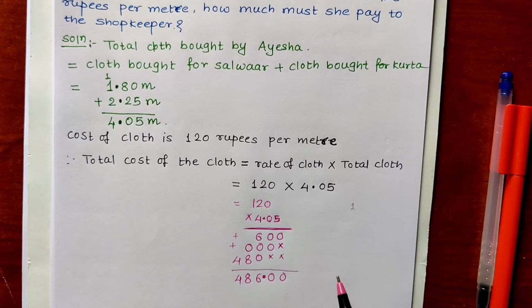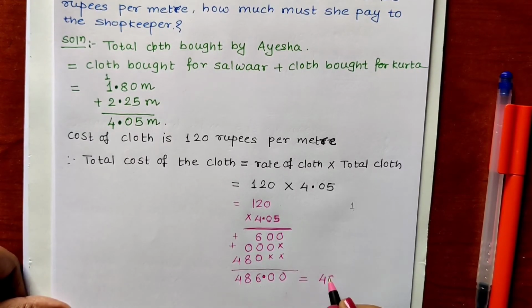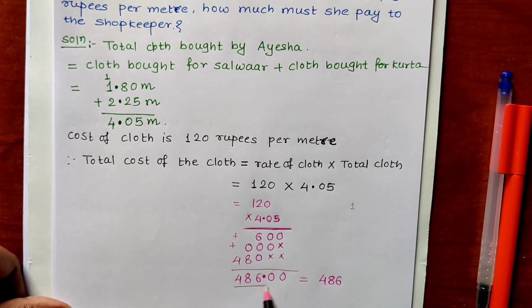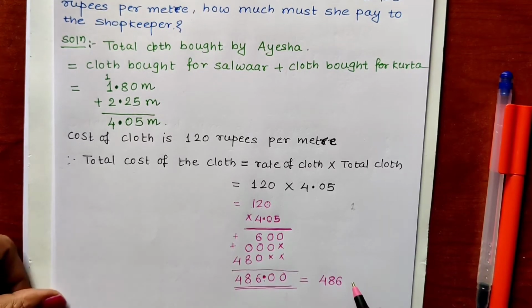486.00. After the point, if 0 is there, it doesn't have any value. 486.00 means 486. Always keep this in mind. If after the point all zeros are there, no other digit, then it does not have any value. So we don't write this decimal point, and we don't write this 0 also. 486.00 means 486 rupees.